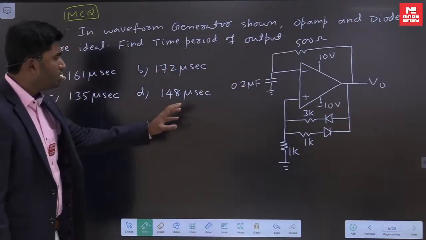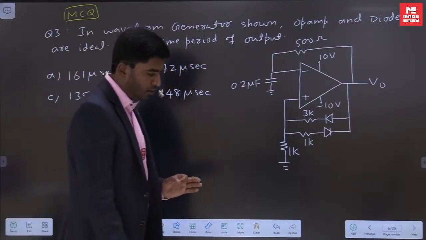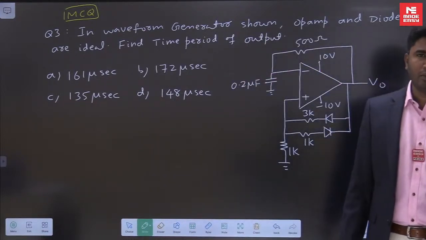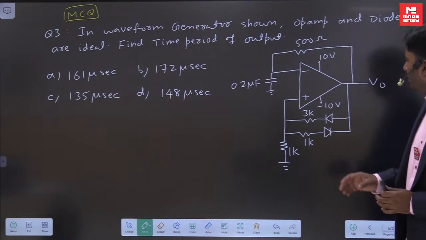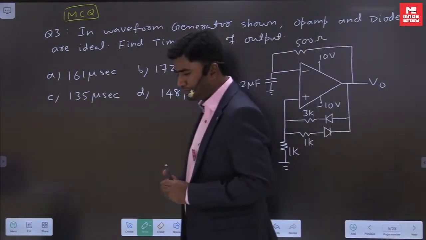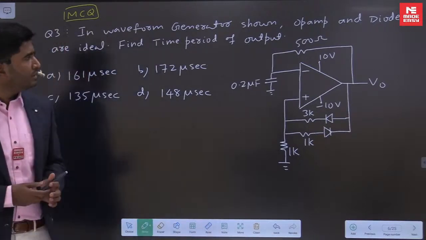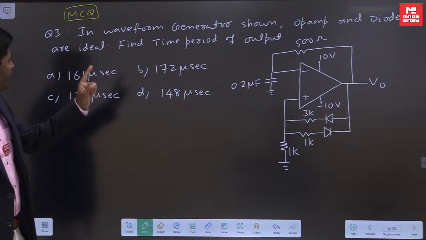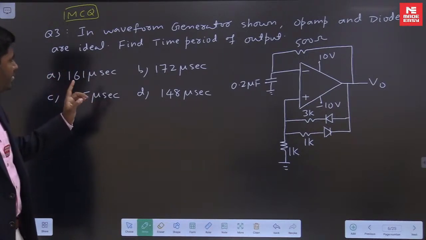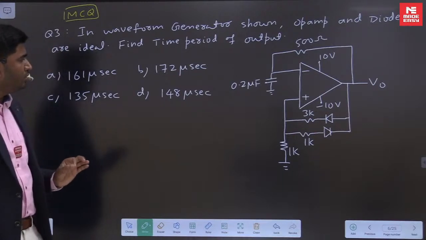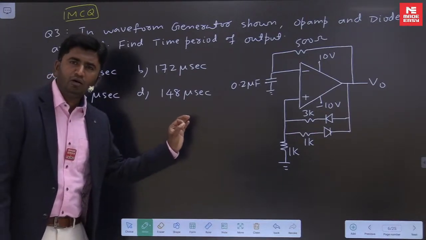This is a question based on op amp, another hot favorite area for IIT professors to prepare a question for a GATE paper. It is a question based on an op amp circuit. Please read this question once. Everybody read the question. In the waveform generator shown, the op amp and diodes are ideal, and we have to find the time period of the output.